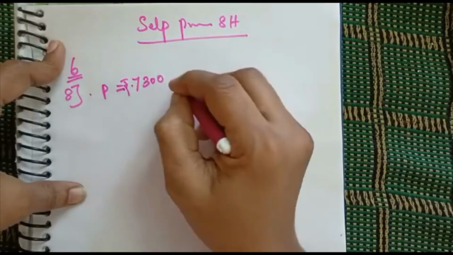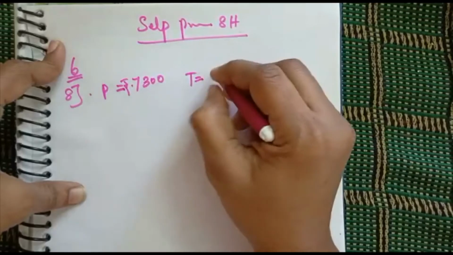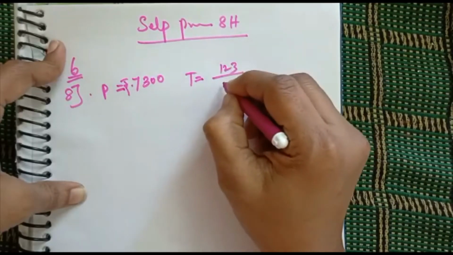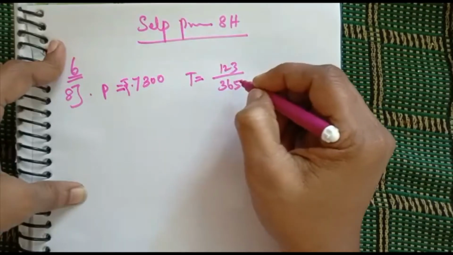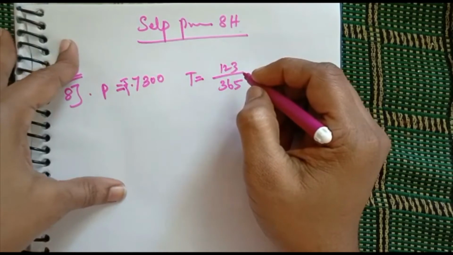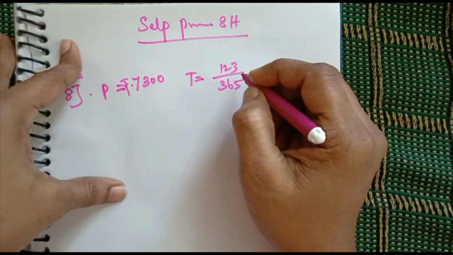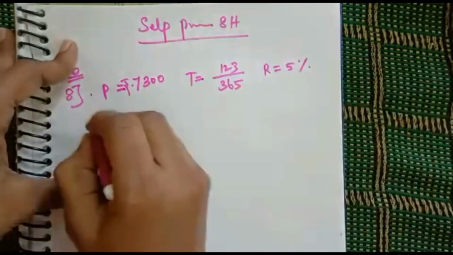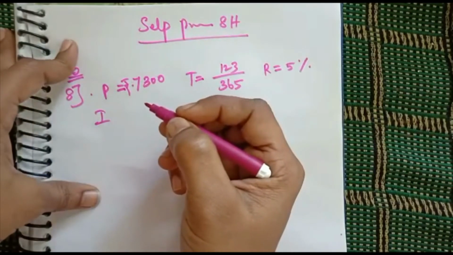7,300. Then T, already we have it given, so what is that? 123 divided by 365. Then the rate, what is that? 5%. So R is equal to 5% for simple interest. We have to find simple interest.